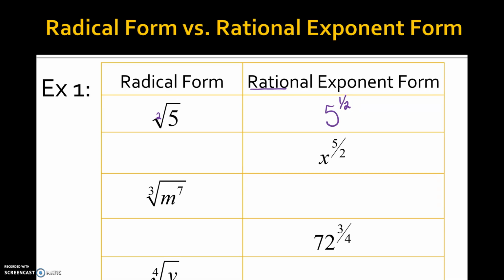The second line, notice on the bottom of that fraction, it's a 2. That means it's a square root. If you want to write the 2 in the index, you can, but you don't have to. The x goes under the radical, and the 5 becomes the exponent.